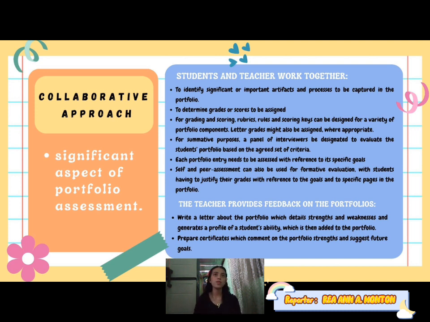So the teacher provides feedback on portfolio through writing a letter about the portfolio which details strengths and weaknesses and generates a profile of a student's ability, which is then added to the portfolio. So just like what I have said, the teacher will give comments or feedbacks about your strengths. Strengths is about how good you are, how good your portfolio na imong gibuhat, how good you are in creating those portfolio, katong mga designs nimo, how creative it is.